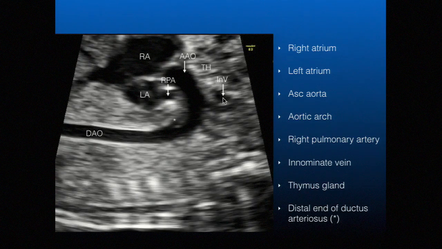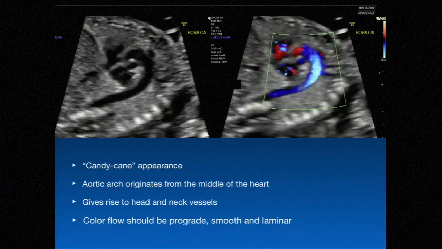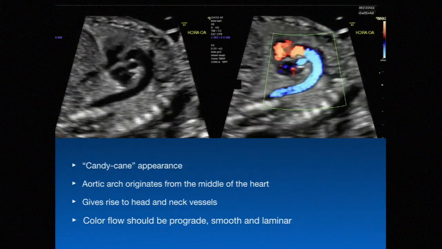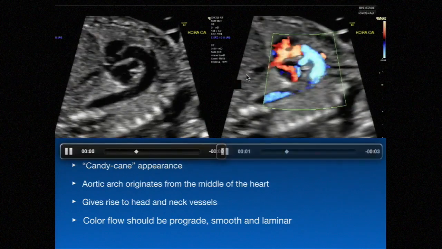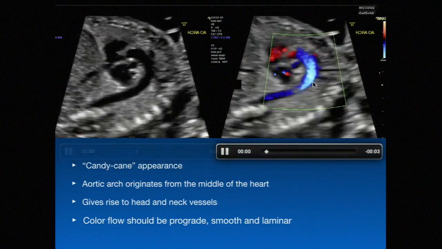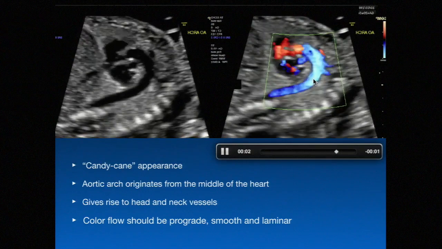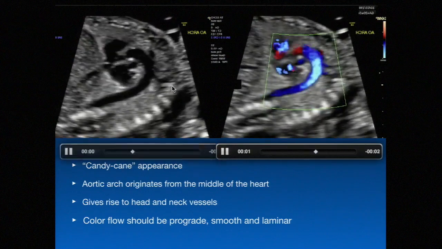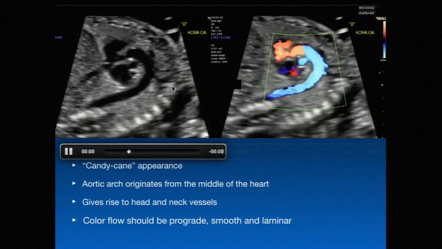So when I'm looking at the aortic arch in long view, I don't necessarily need to see all three, although I would like to, but confirming that you are seeing these head and neck vessels to make sure that you're on the arch and not on the ductal arch to confirm that it's normal. With the color flow, again, just looking for nice smooth flow, that it's all forward flow, that there's no reversal or color flow disturbance in the area of the isthmus, and that this is all nice and smooth and laminar.